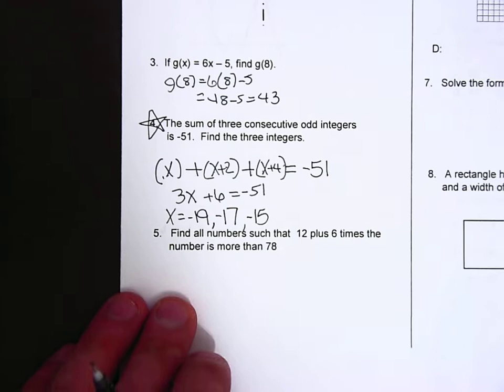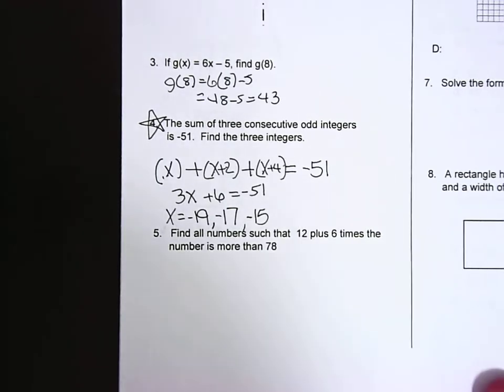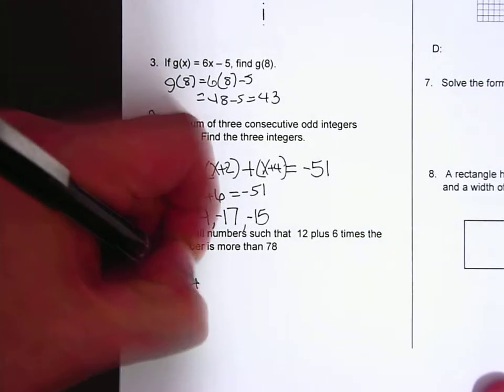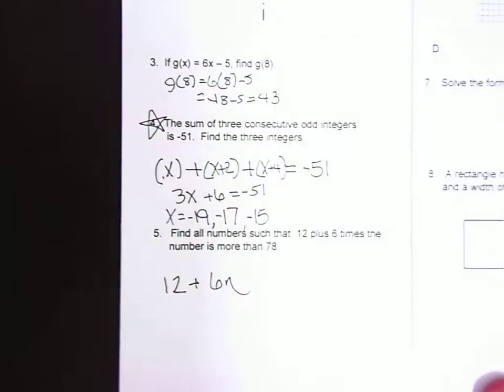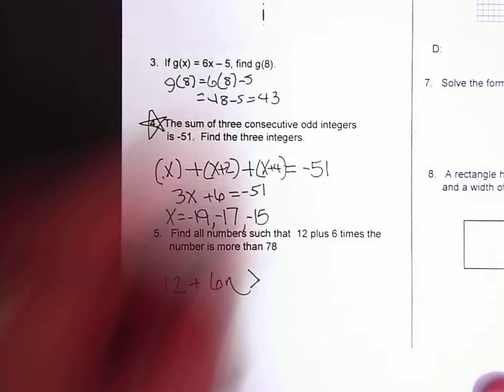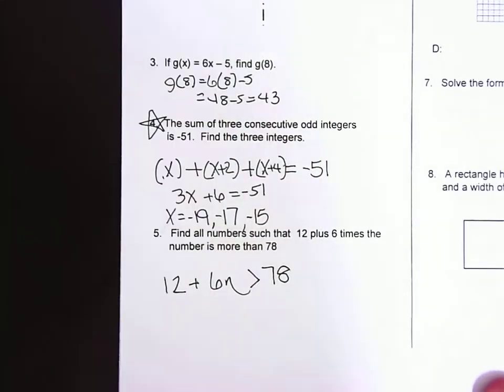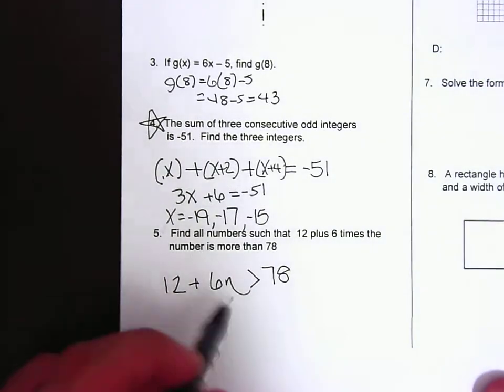Number 5, find all the numbers such that 12 plus 6 times a mystery number is more than 78. It doesn't say at least 78, so we can't say it's going to be equal to. It has to be more than or greater than 78. So let's go ahead and solve for n.